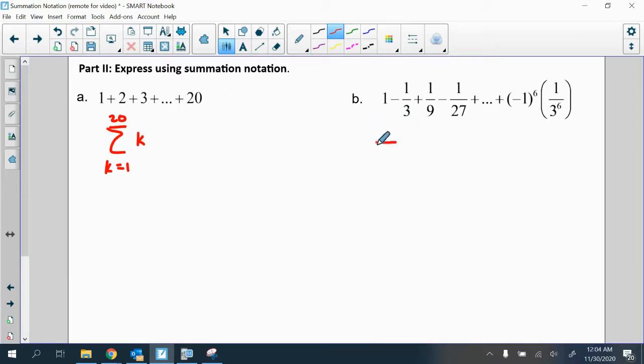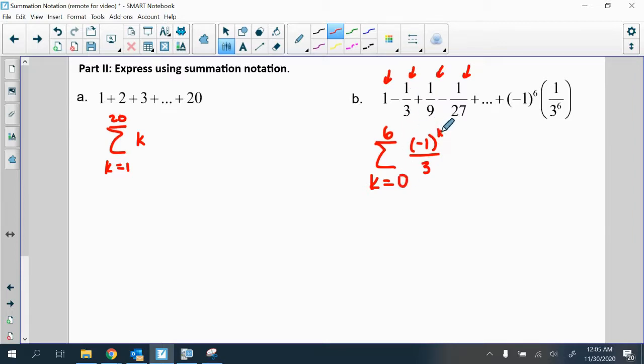Letter B, so this would be the sum from k equals something to 6. I'll talk about the something in a second. And it looks like I have that alternating term up here. And then I need a 3 on the bottom. So now I'm going to focus on what I actually want to start at. I want to start at 0 because I actually need 7 terms: 0, 1, 2, 3.